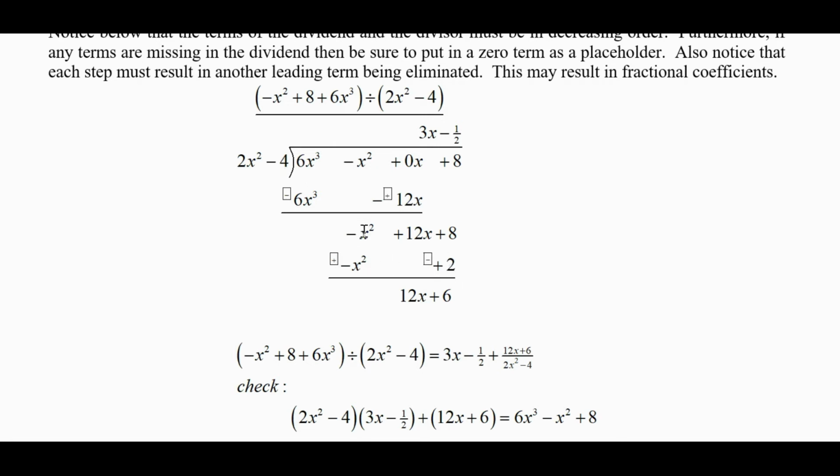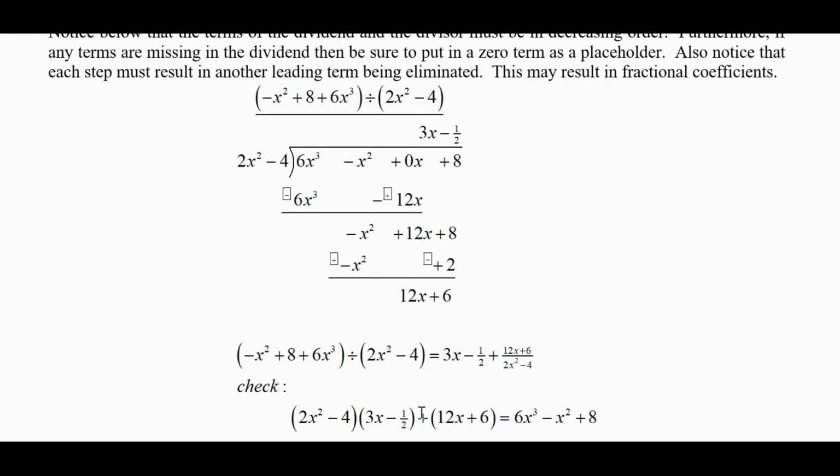Change the signs and add, makes that positive, so that cancels, makes this negative. So we got a 12x and then a plus 6. Notice the 12x plus 6 is degree 1, the divisor's second degree. So this is as far as we can go.